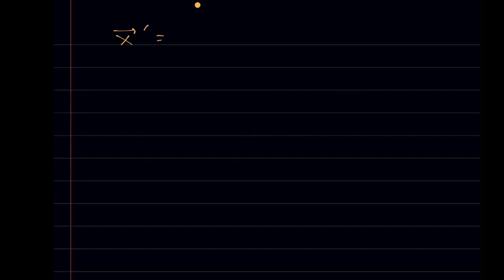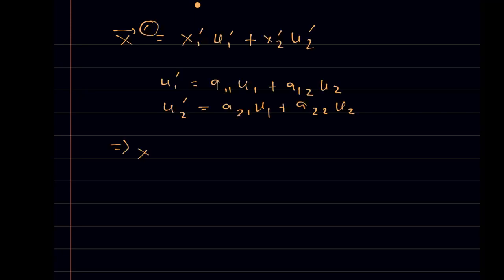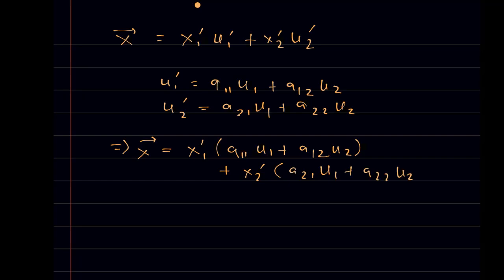Now substitute it. Oh, I should not have written prime here. That's bad, because the vector does not change. It doesn't matter whether you write it in one basis or the other. The vector is a vector. It doesn't change. So now vector X is equal to x1 prime times A11 u1 plus A12 u2, plus x2 prime times A21 u1 plus A22 u2.